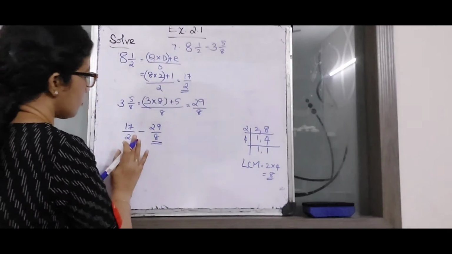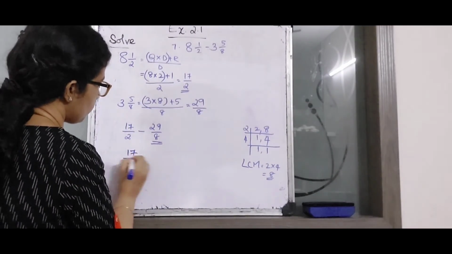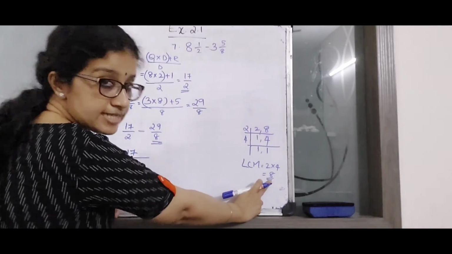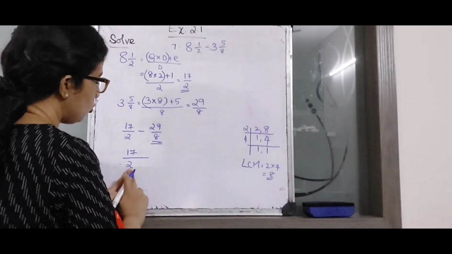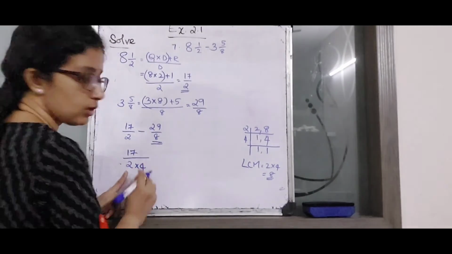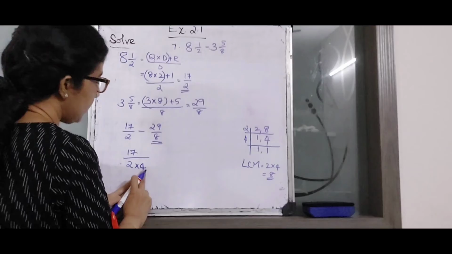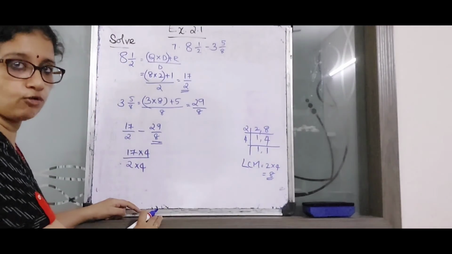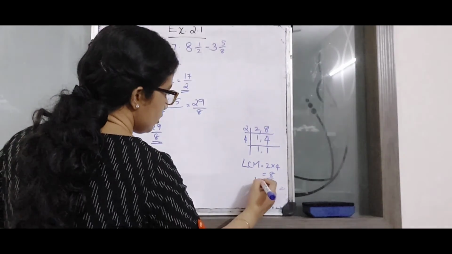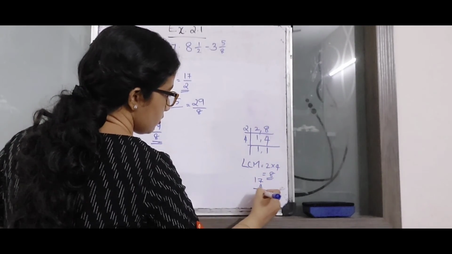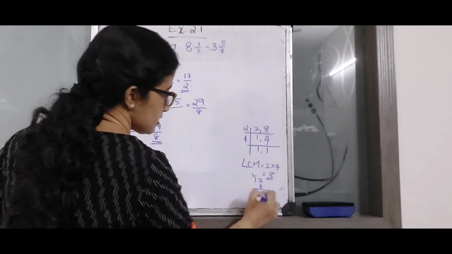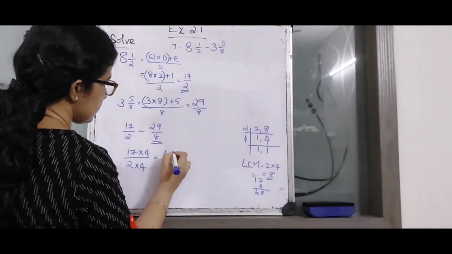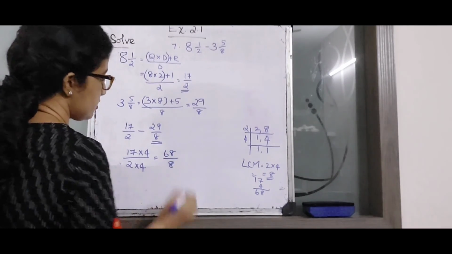Now take the first term, 17 by 2. Okay? So this 2 has to be converted to this LCM 8. Correct? So what can we do? 2 into 4 equal to 8. Right? So if we are multiplying the denominator by 4, the numerator also has to be multiplied by 4. Okay? So 17 into 4, 68. Okay? So this can be written as 68 divided by 8.